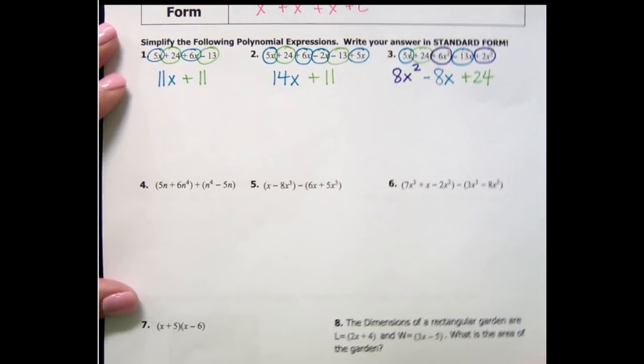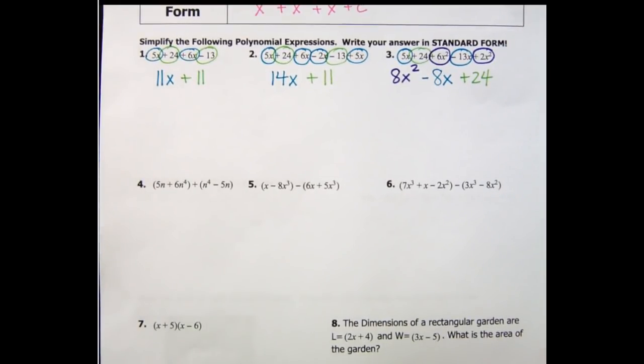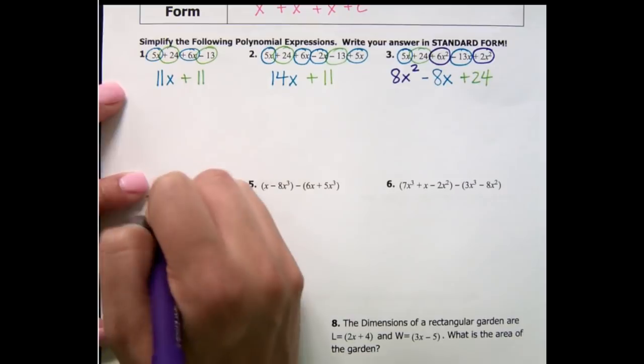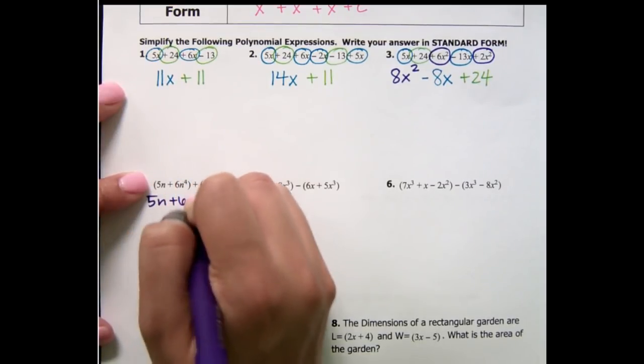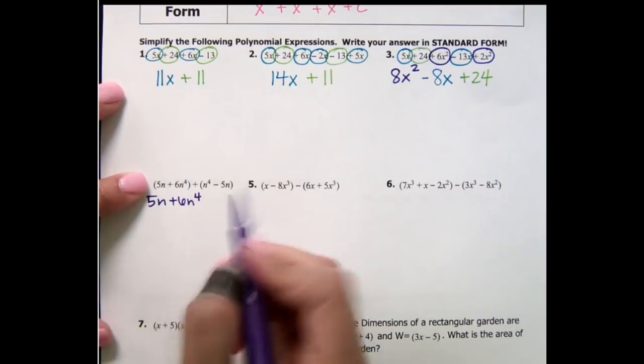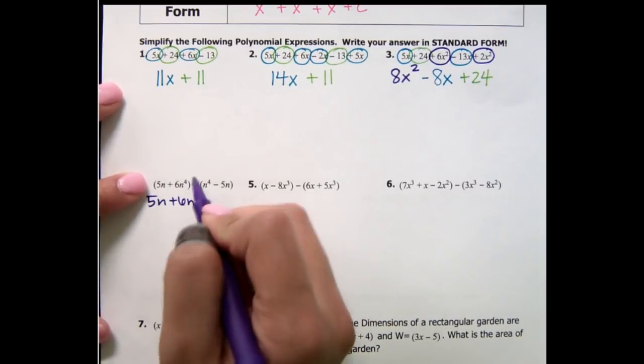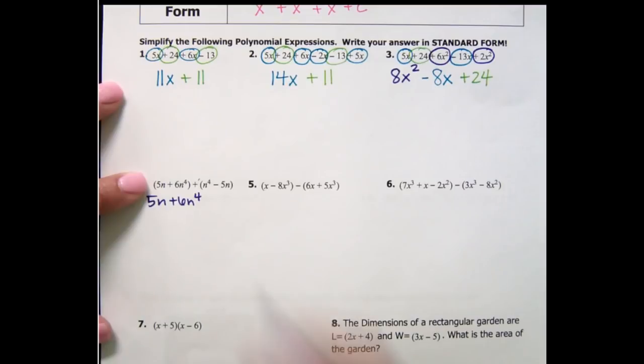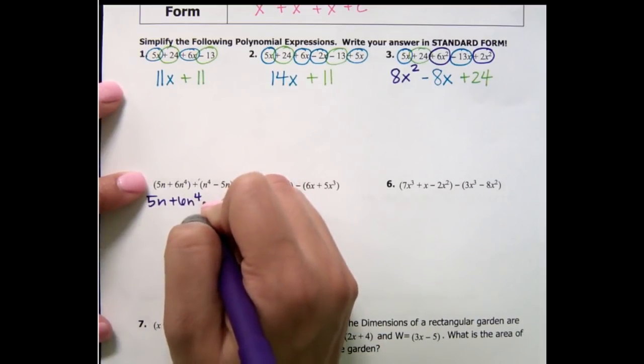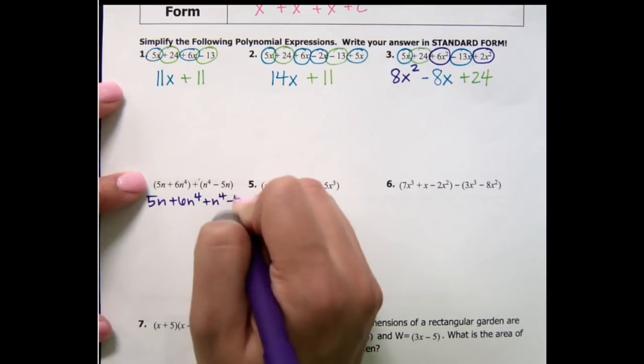Now, numbers 4 through 6 are a little different because they have different sets of parentheses. If you have something in front of parentheses, remember you always have to distribute. So, if I look at number 4 in front of my first set of parentheses, I have nothing there. So I can just rewrite 5n plus 6n to the 4th power. In front of the second set of parentheses, I have a positive. If I distribute that positive, everything is going to stay the same. So I can just bring everything down from the second set of parentheses. Plus n to the 4th minus 5n.